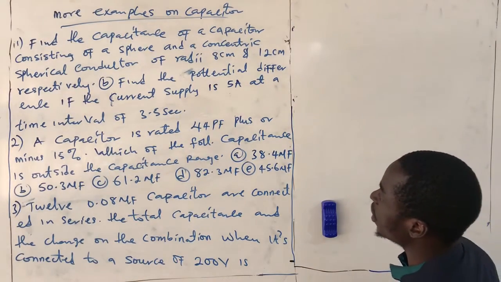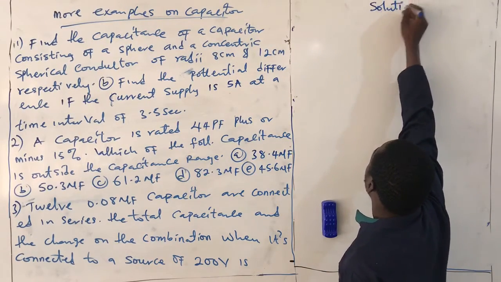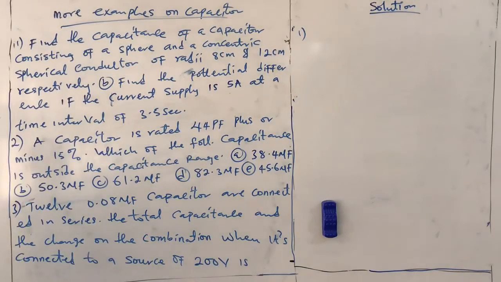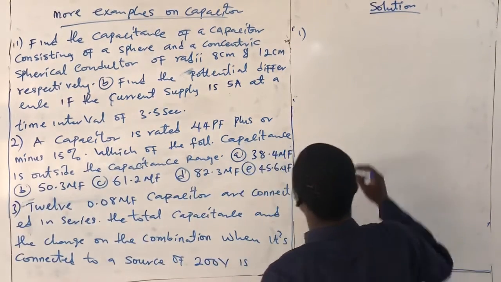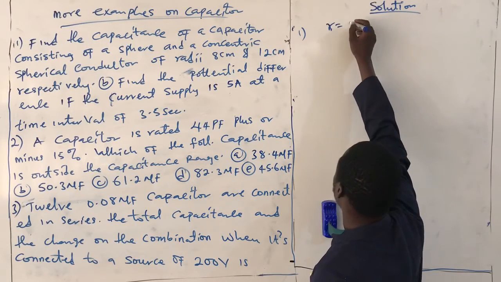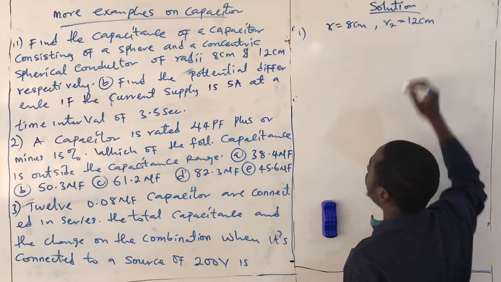Now, let's solve this question. Question number 1. They said, find the capacitance of a capacitor consisting of a sphere and a concentric spherical conductor of radius 8 cm and 12 cm respectively. That's the first question. The data is, let's say R1 is equal to 8 cm and R2 is equal to 12 cm.